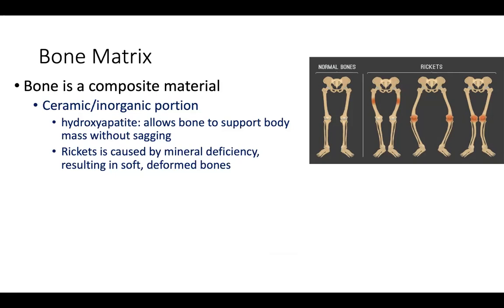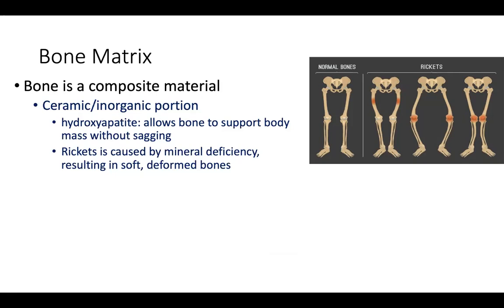I think there's a group in here doing rickets, which is actually a bone disease caused by mineral deficiency. So that results in soft, deformed bones. I'm not going to go into a whole lot more detail because I don't want to overstep and say too much because you guys are going to be watching each other's videos. So you'll learn more about rickets then. But rickets is where that matrix, the hydroxyapatite, basically doesn't form correctly, and you have really soft pieces of bones.